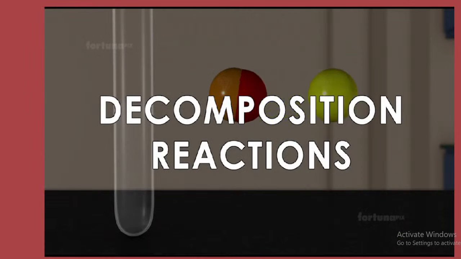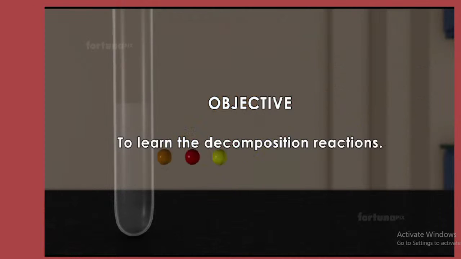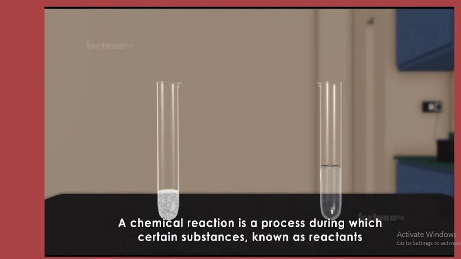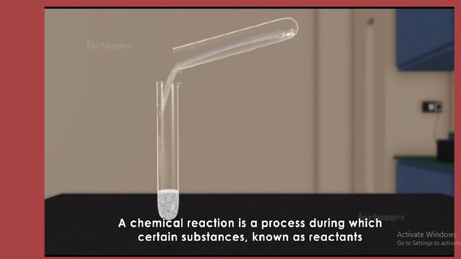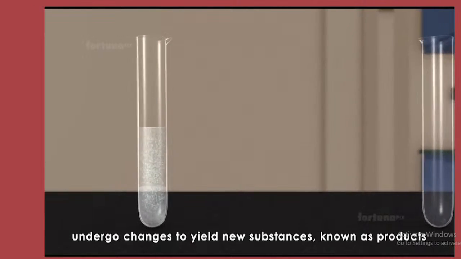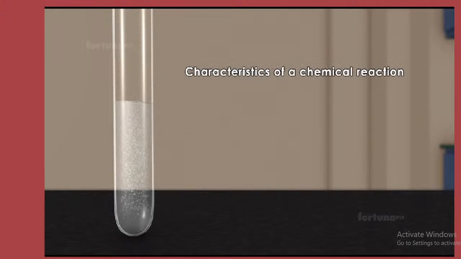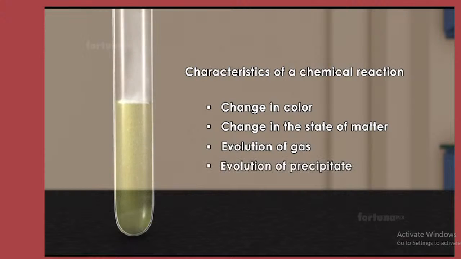Decomposition reactions. Objective: to learn the decomposition reactions. A chemical reaction is a process during which certain substances, known as reactants, undergo changes to yield new substances known as products. Some key characteristics of a chemical reaction include a change in color, a change in the state of matter, an evolution of gas, and an evolution of precipitate.